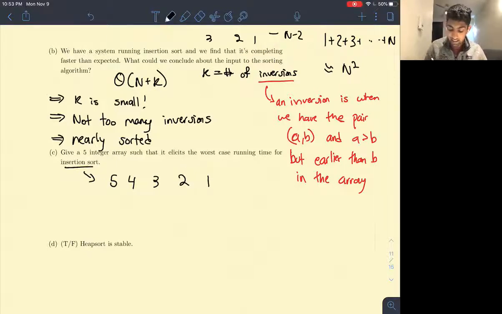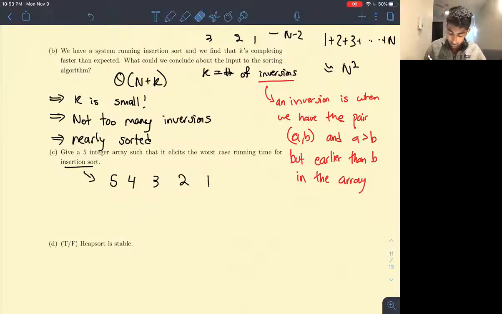We can see an example of that is the array 5, 4, 3, 2, 1, because when we're at 4, we have to swap 4 and 5. Then when we're at 3, we have to swap 3 to the front. And we see that every time we're at a new element, we have to move it all the way to the front, and we create the worst case behavior.